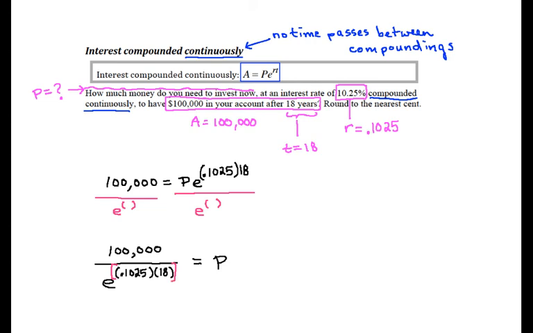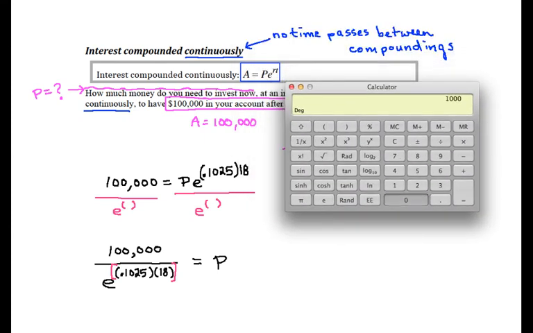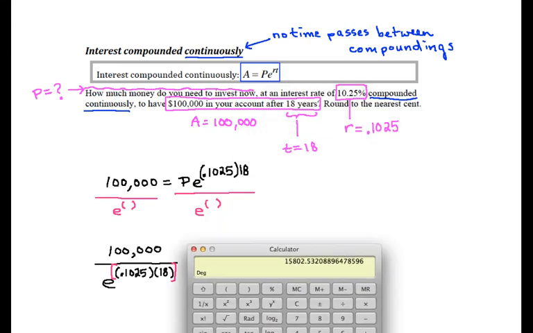Here's how I'm going to do that on my calculator. 100,000 divided by e to the power, open parenthesis, 0.1025 times 18, close parenthesis, equals. And I get 15,802.53.